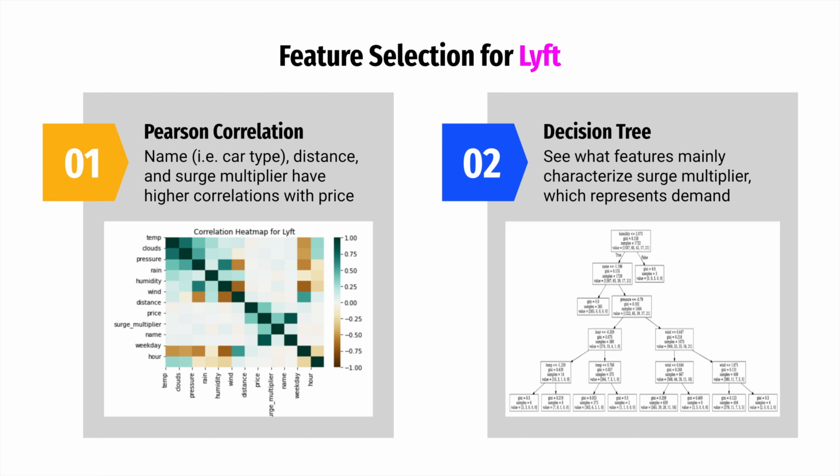For feature selection for Lyft, we first calculated the Pearson correlation and got a heat map to visualize the correlation. We observed that car type, distance, and surge multiplier have higher correlations with price. Surge multiplier is a variable in Lyft's pricing model that multiplies fares when rider demand is high. Thus, we determined that if we create a decision tree to find what features mainly characterize surge multiplier, then we can select these features as the features that influence demand. Using the features that influence demand, together with car type and distance, we were able to select features for Lyft.